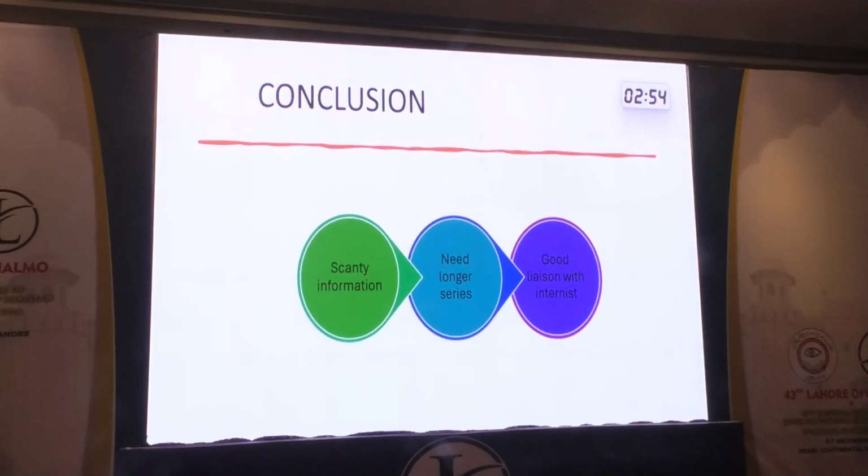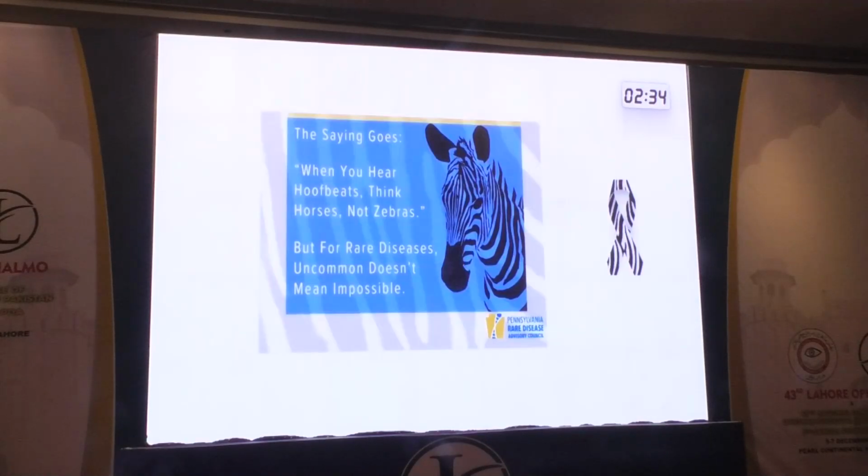So the conclusion is it's a very scanty information. It's only a case series of 9 cases. This was published way back, about a year back. So far, we've enrolled 17 patients of IgG4 in our setup. So we need a longer series, and we need a good liaison with an internist to find out what is the spectrum of the pathology in our part of the world.